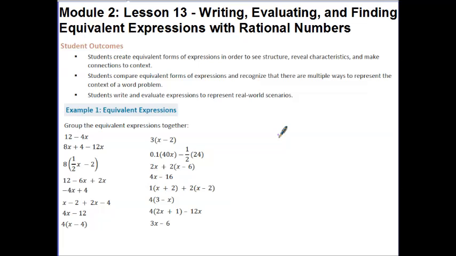Today's lesson is Module 2, Lesson 13, Writing, Evaluating, and Finding Equivalent Expressions with Rational Numbers. Your outcomes for today's lesson are: students create equivalent forms of expressions in order to see structure, reveal characteristics, and make connections to context. Students compare equivalent forms of expressions and recognize that there are multiple ways to represent the context of a word problem. And finally, students write and evaluate expressions to represent real-world scenarios.